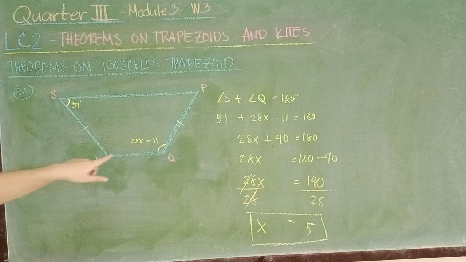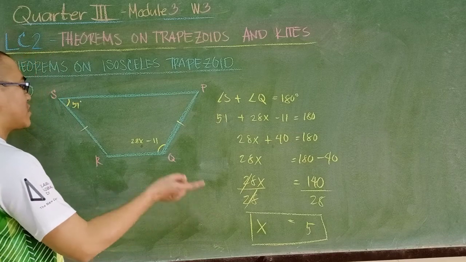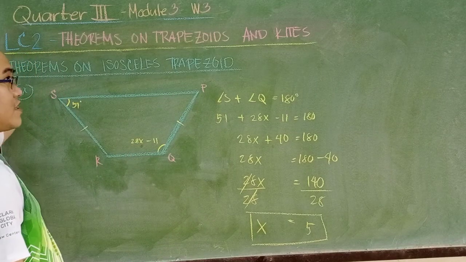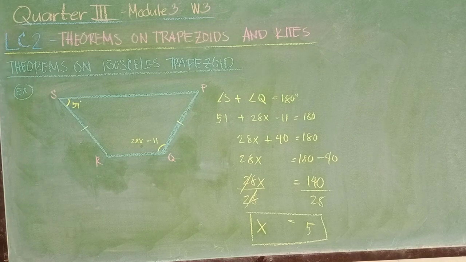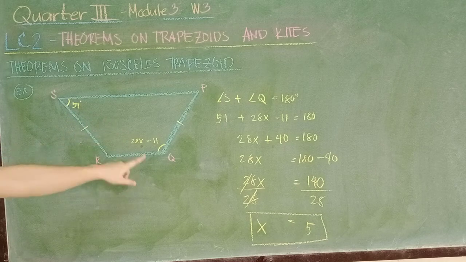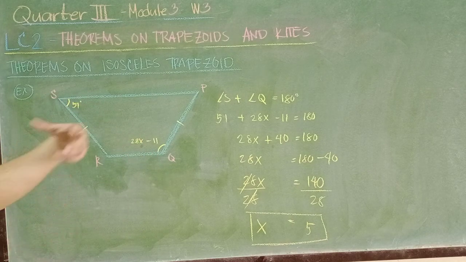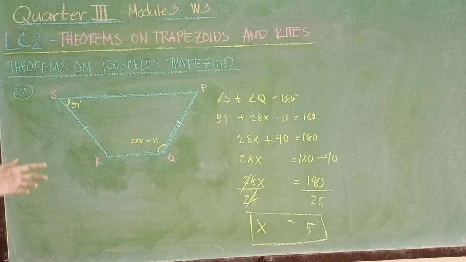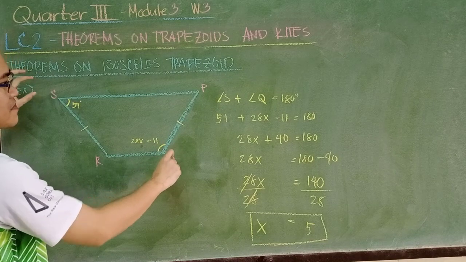So, kung yung x na yun, papalitan mo ng 5, so 5 times 28 minus 11, that is equal to 129. Kasi kung 51 to, ang kailangan mo pa is 129 para mabuo yung 180. So, ganyan lang yung ginagawa para ma-solve mo yung value ng x. So, just remember na pag pinag-add mo to, dapat equal sa 180.